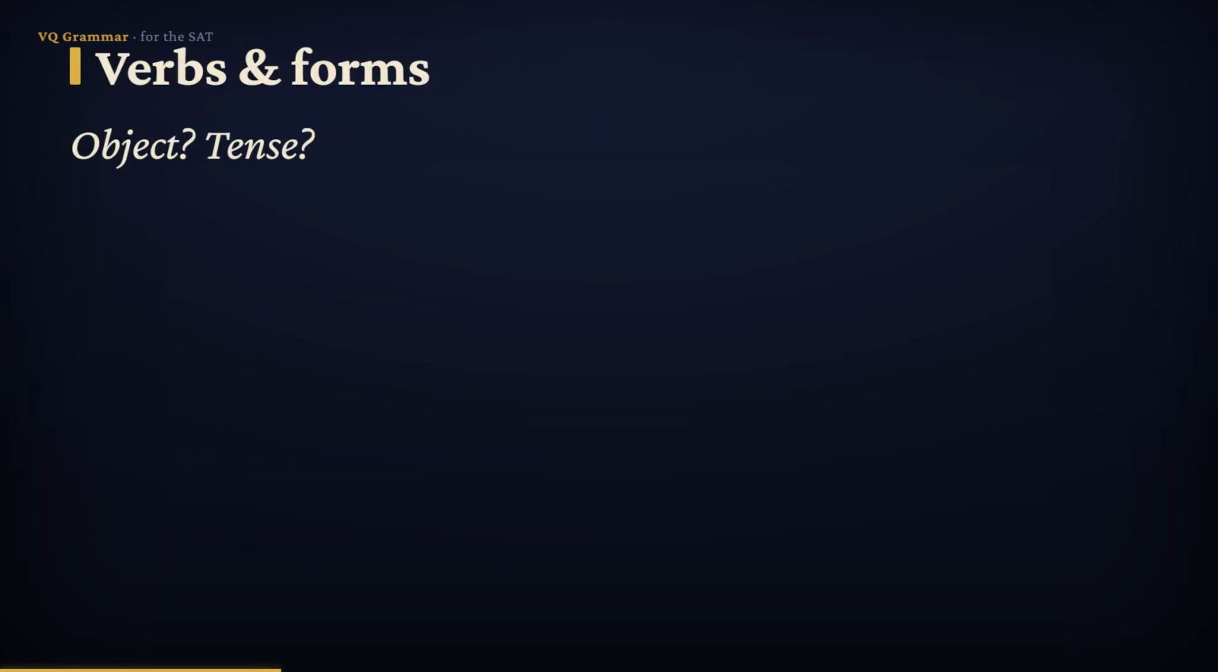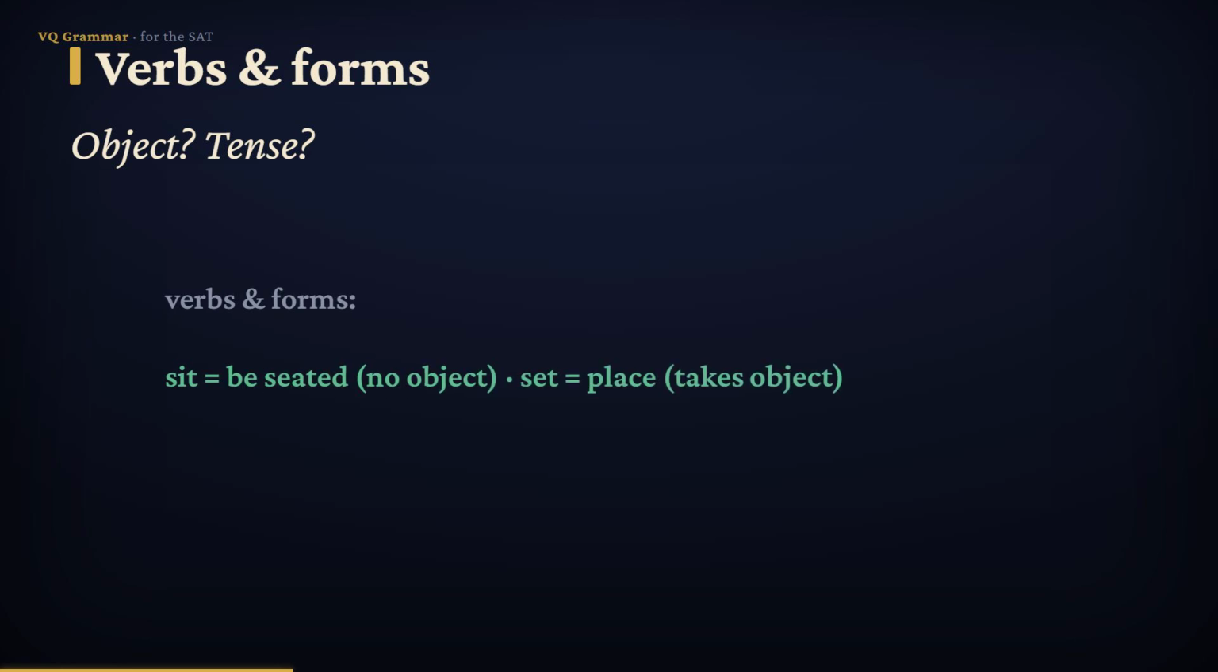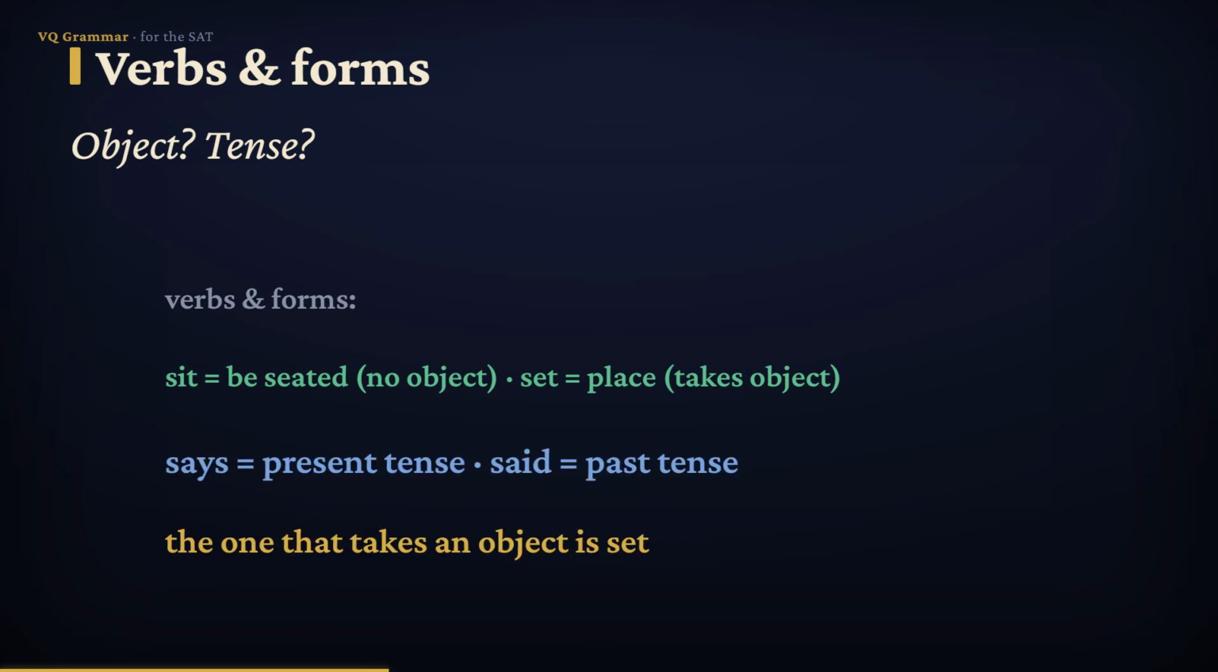Now, two verb pairs. Sit means to be seated and takes no object. Sit down here. Set means to place something and usually takes an object. Set the cup on the table. Just like lay and lie, the one that takes an object is set. And watch your tenses. Says is present. Said is past. Yesterday she said, not yesterday she says. Use says only for the present, like the sign says stop.